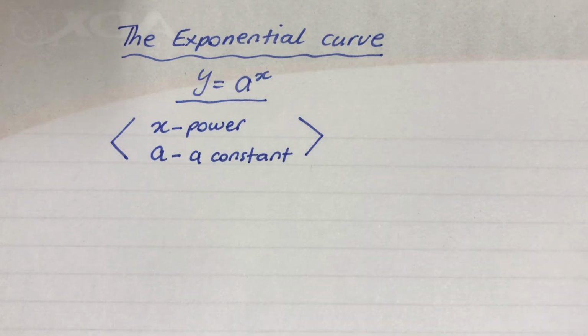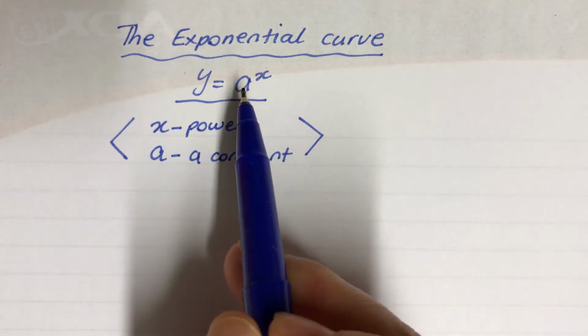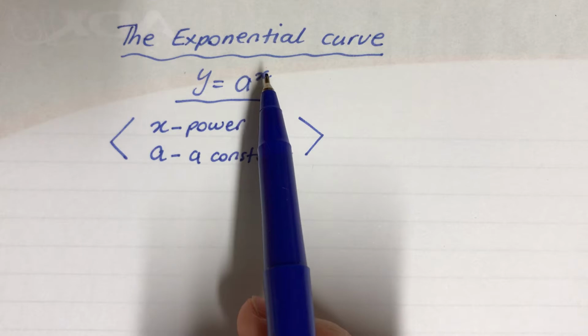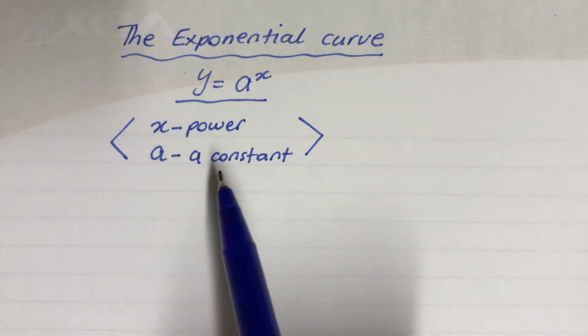Okay, so today's lesson is the exponential curve. The standard equation is y equals a to the power of x. Now this is a little bit different to what we used to have. Now x is a power, a is constant, the base. So make sure you understand.